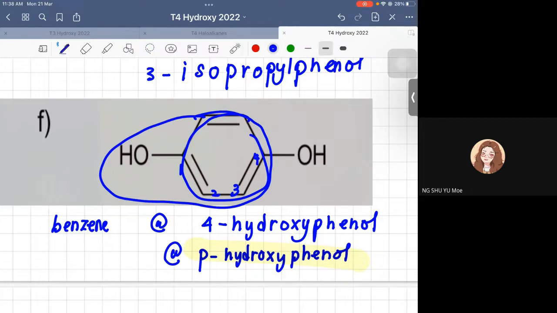Okay, so kalau ada dua, kita cakap dia diol. So dapat benzene diol. Tapi diol tu duduk dekat mana? Duduk dekat carbon number 1 and carbon number 4. So 1,4 benzene diol.